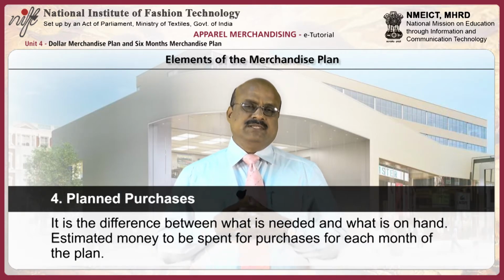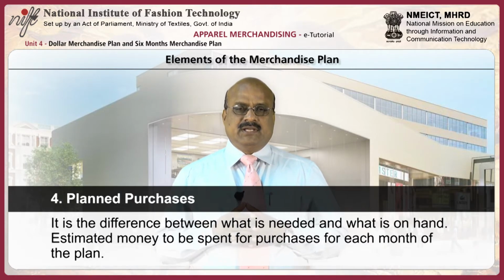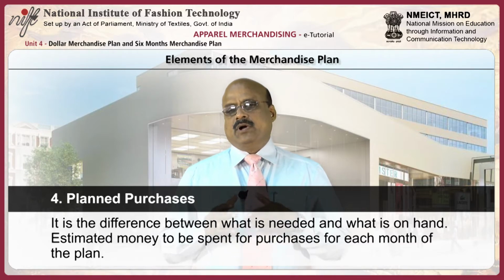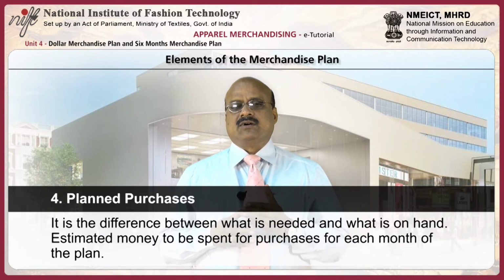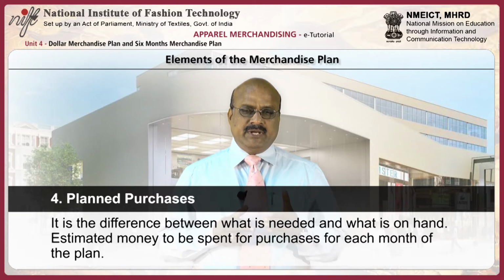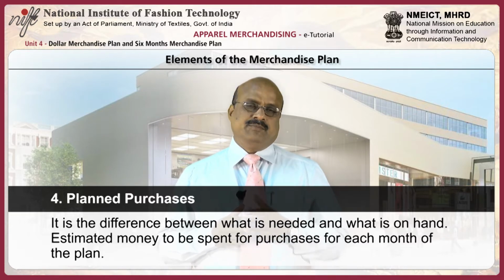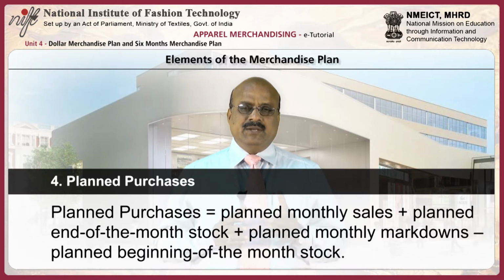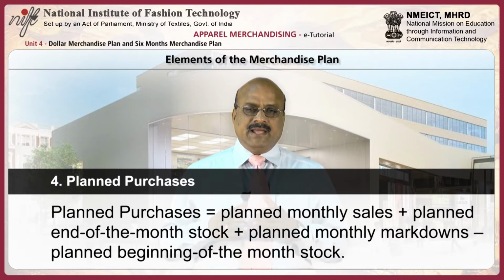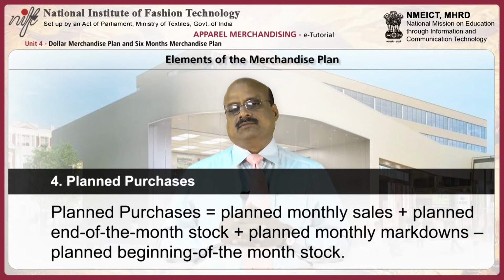Then the 4th one is planned purchases. It is the difference between what is needed and what is on hand. Estimated money to be spent for purchases for each month of the plan period. Planned purchases is equal to planned monthly sales plus planned end of the month stock plus planned monthly markdowns minus planned beginning of the month stock.